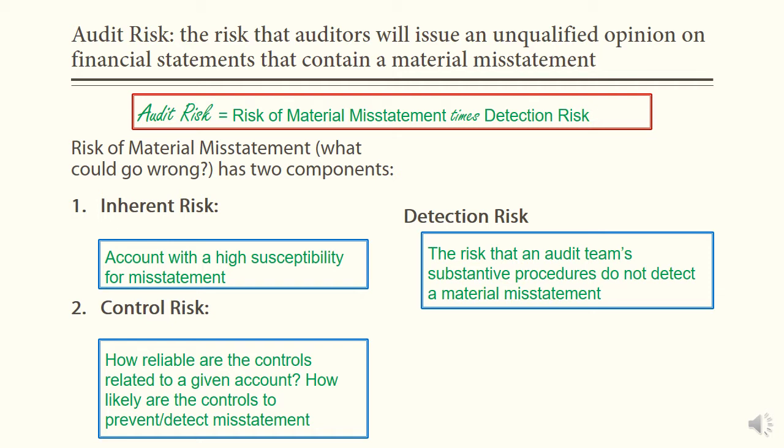Now, as the risk of material misstatement increases, so if the inherent risk is high or if the control risk is high, the detection risk decreases because bad controls mean more work. More work means less detection risk. Conversely, if the controls are strong or if the inherent risk is low, detection risk has to get increased to maintain the same level of audit risk. The auditor has to do more work to CYA.